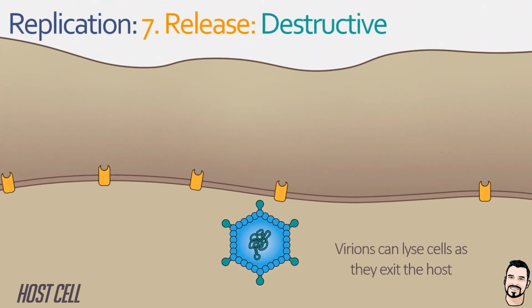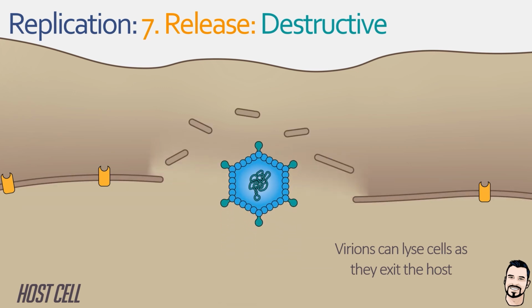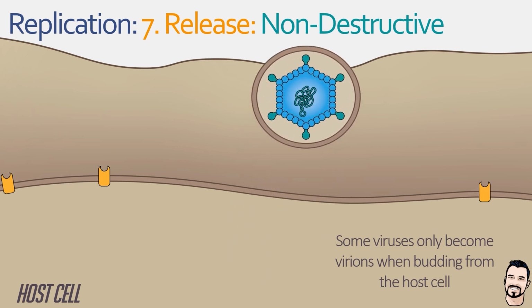First up, we have the destructive release of the virion, where the host cell is lysed as the virus exits, spilling the contents of the cytoplasm into the external environment, resulting in host cell death. The alternative release pathway is the non-destructive release of the virion, where the host cell remains intact, and the virus achieves this usually by taking some of the host cell membrane with it as it exits, essentially becoming an envelope virus in an almost reverse reaction to what we saw during cell entry.